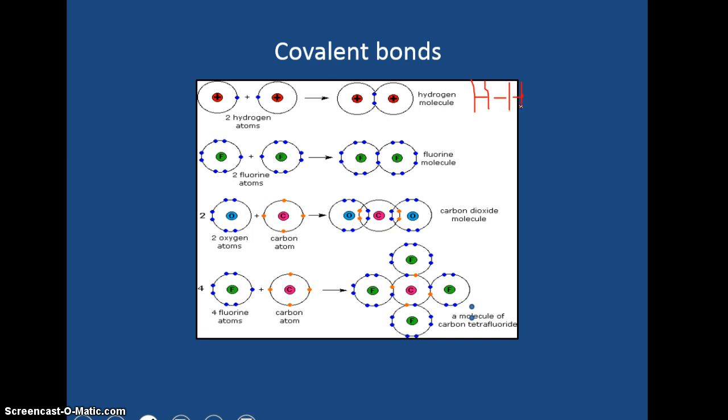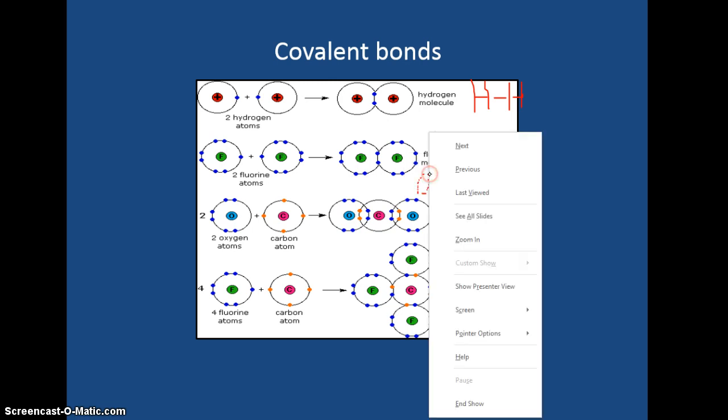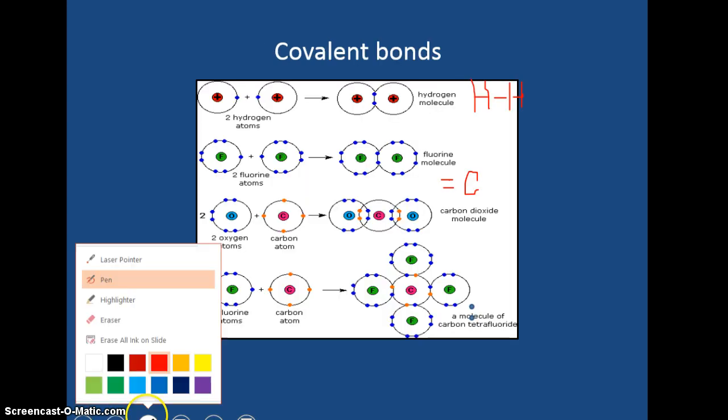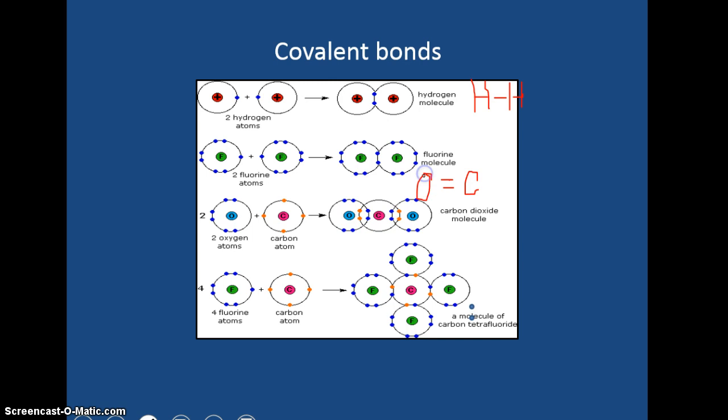Here we've got 2 electrons being shared between them, so you could have carbon dioxide. So you could have carbon dioxide written like this. So that would be a double bond between both the C and the O.